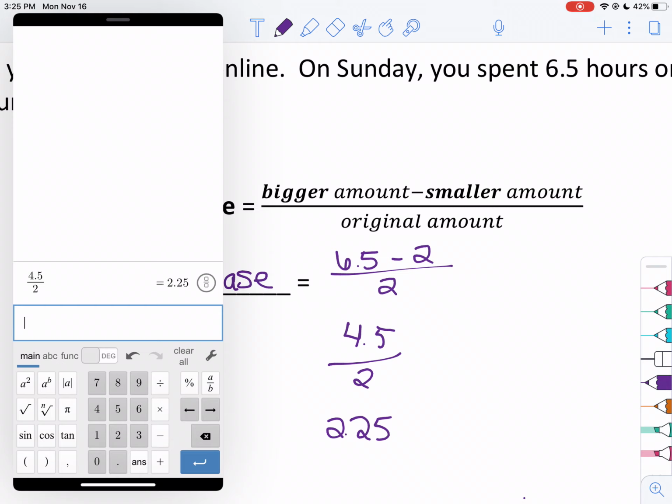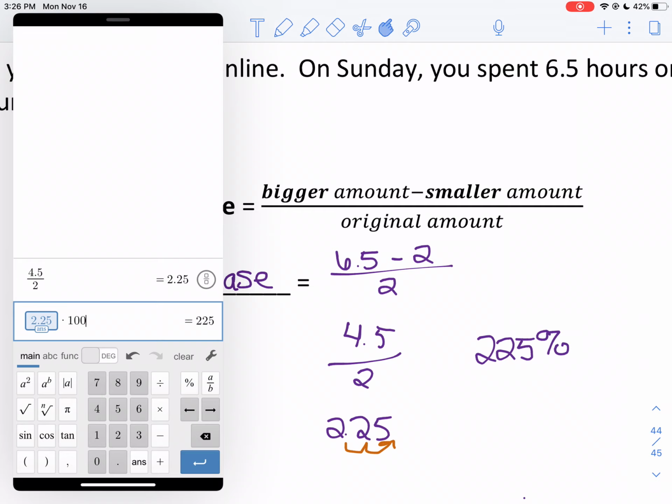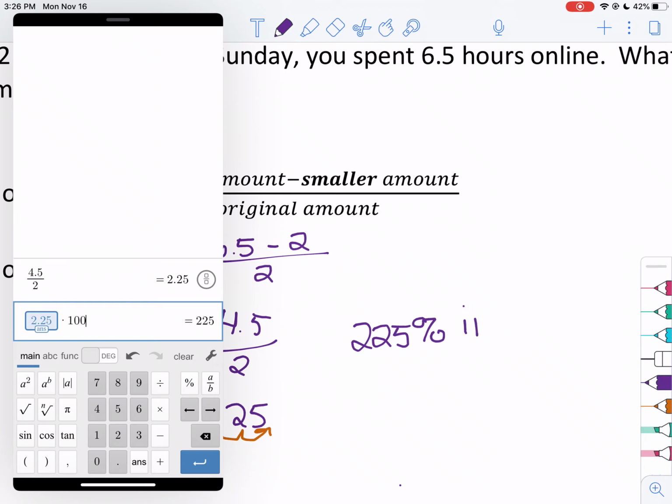Okay, so that is our percent as a decimal. So remember, we have to change it to a percent. So 2.25 as a percent is what? So we do that by either multiplying it by 100. So we could do answer times 100, which would give us 225, or moving our decimal place 2 places to the right. So that is a 225% increase.